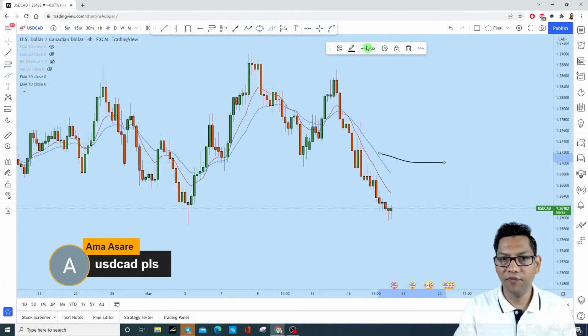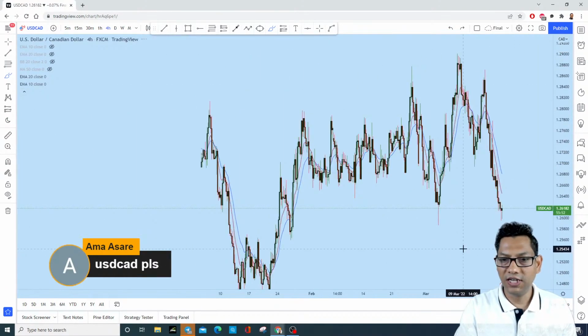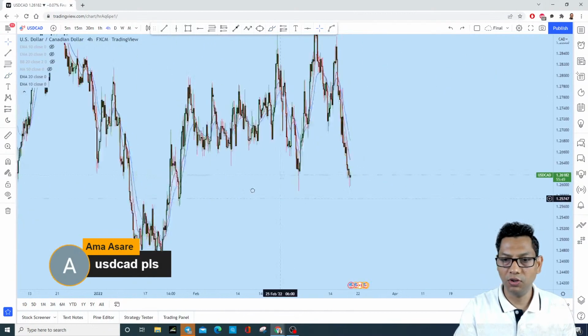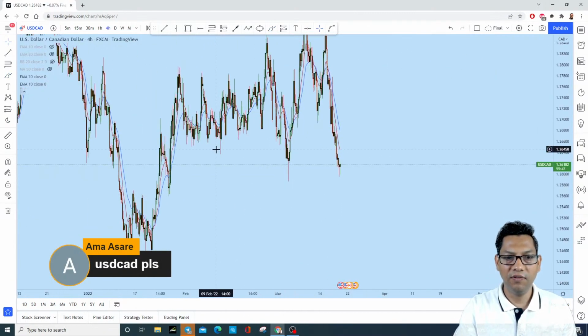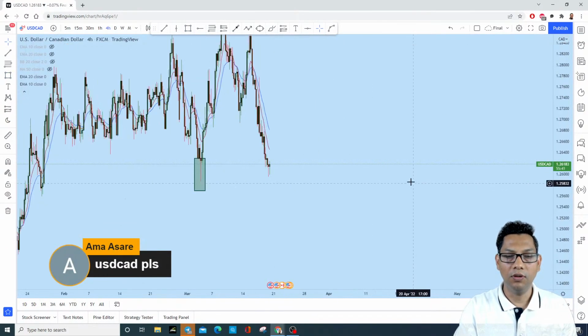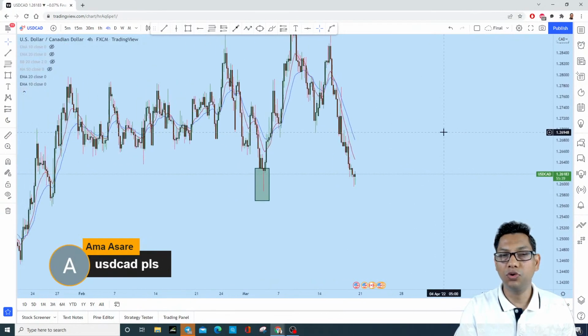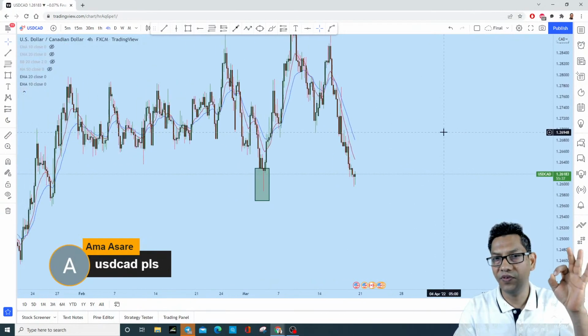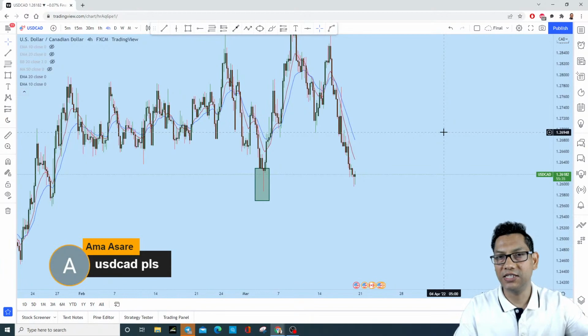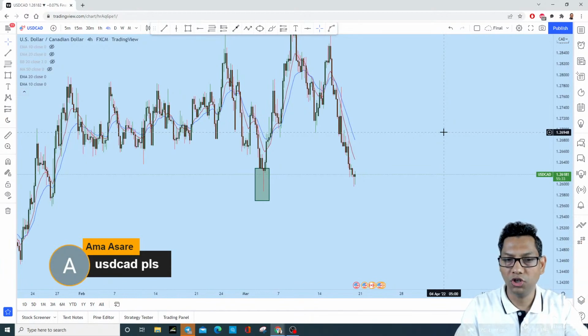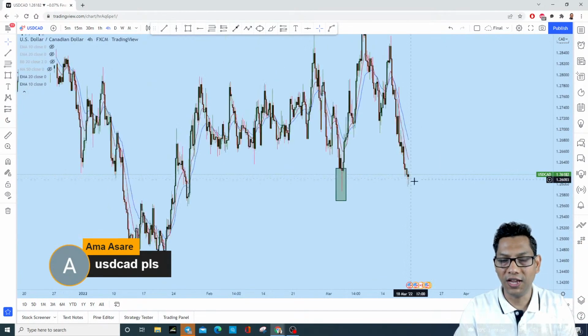Okay, on the 4-hour, first of all, USD CAD, let me zoom out the chart. You see there is a long wick candle here. Now if you don't know how to trade long wicks, I have a really awesome video. There is a link in the description, free on YouTube. You can watch that for long wick candles.